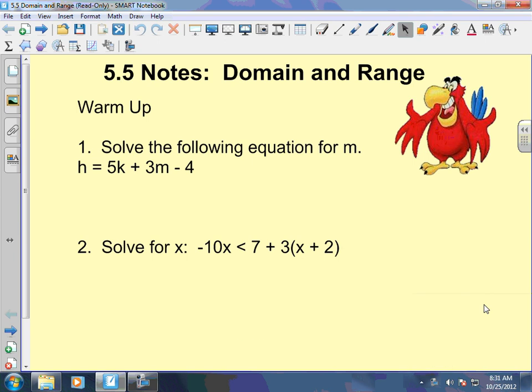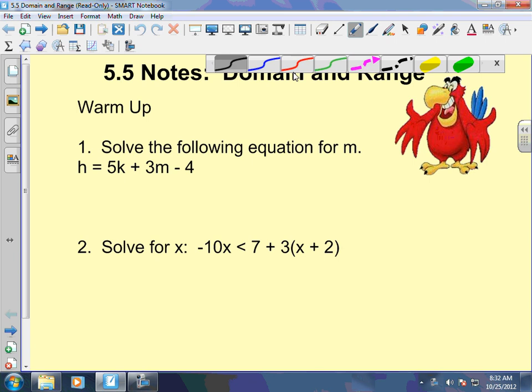This is lesson 5.5, domain and range. We are going to go over the warm-ups, so go ahead and pause the video. When you have them done, hit play and see if you did them correctly.